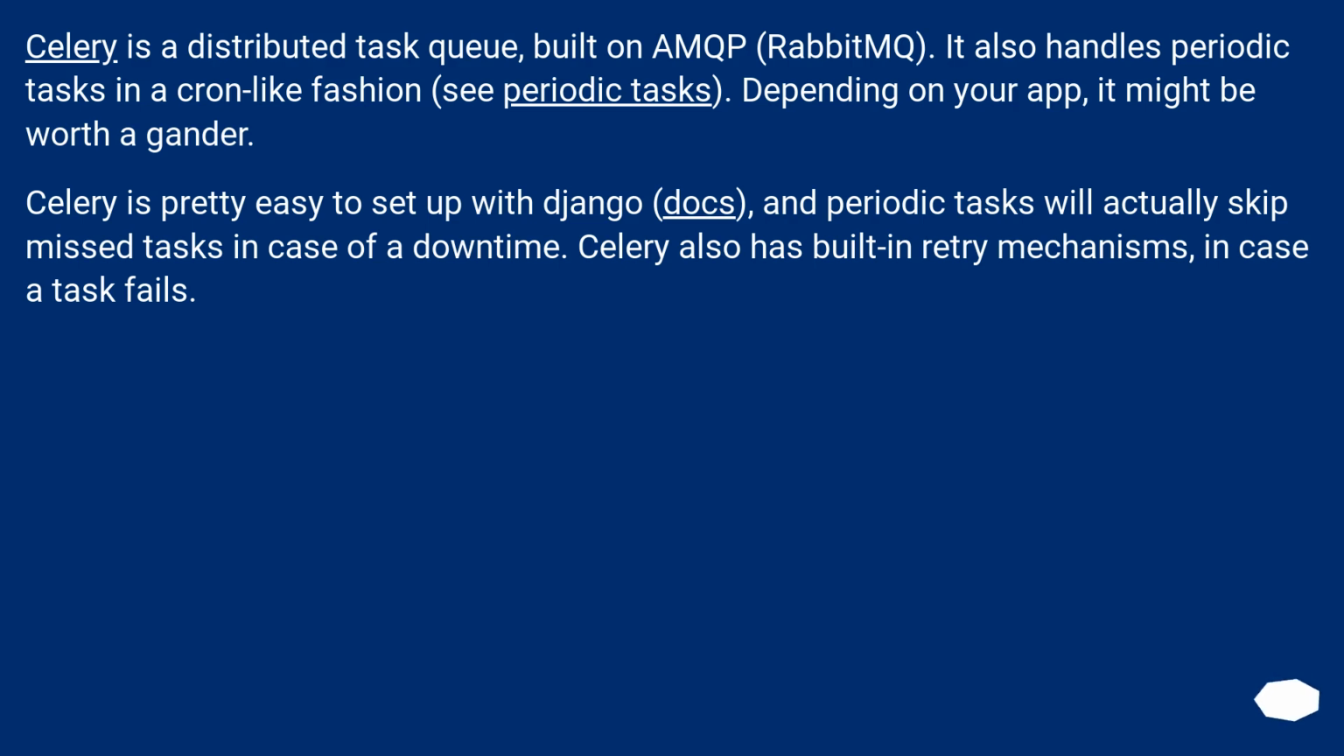Celery is a distributed task queue, built on AMQP, RabbitMQ. It also handles periodic tasks in a cron-like fashion, see periodic tasks. Depending on your app, it might be worth a gander. Celery is pretty easy to set up with Django, docs, and periodic tasks will actually skip missed tasks in case of a downtime. Celery also has built-in retry mechanisms, in case a task fails.